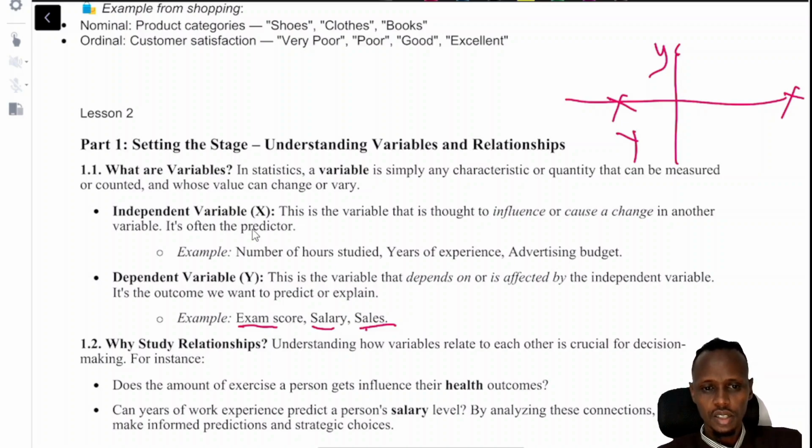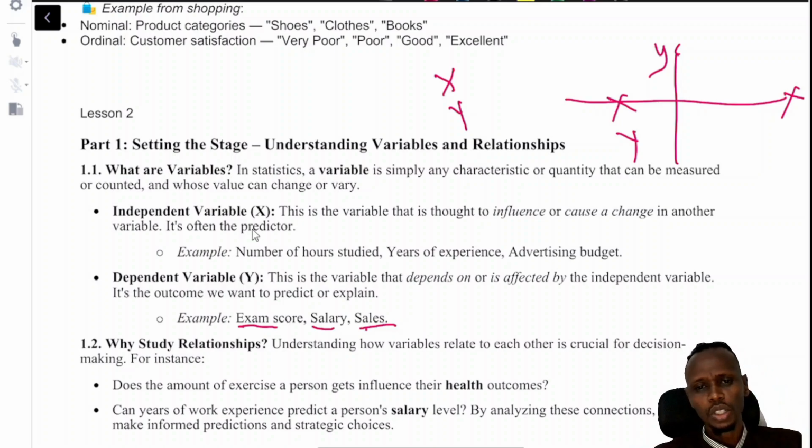In statistics, a variable is simply any characteristic or quantity that can be measured. So anything that can be measured, counted, and whose value can change or vary. So that is what we call a variable. Variables can be two, x and y. There is the dependent variable and independent variable.